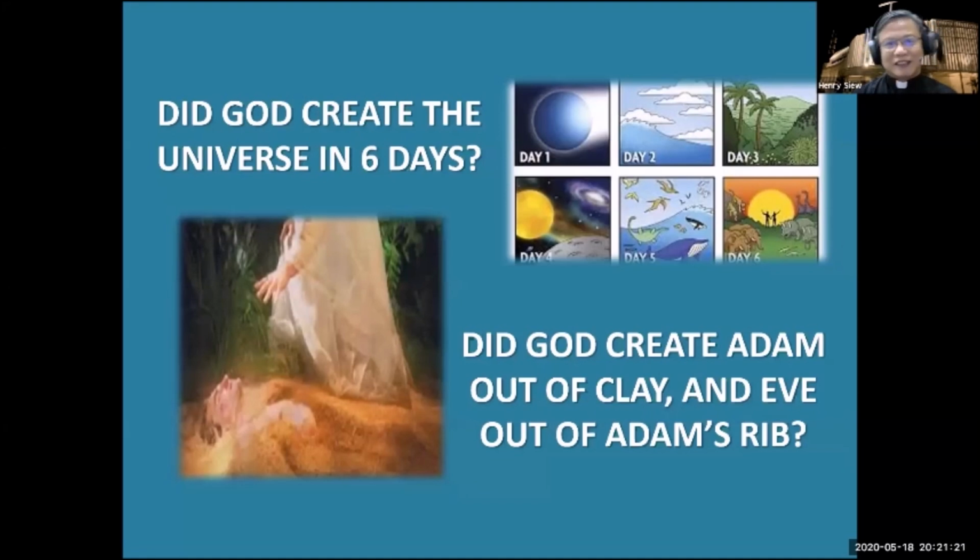And then there is another question about the creation of the human persons. Did God create Adam out of clay and then pull up a rib from him and create Eve out of Adam's rib? Of course, we are not just going to talk about these two issues. We will examine the creation accounts in the book of Genesis.